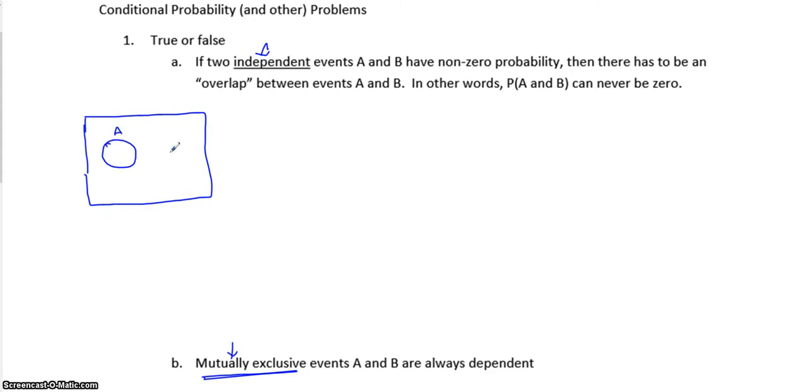I'm going to make a set A and a set B. And you can see that they're mutually exclusive because there's no overlap. And just to put some concreteness around this, I'm going to create this as an example. Think about you're standing on a wall, and I've got two targets on the wall, target A and target B. And then this square here is the wall.